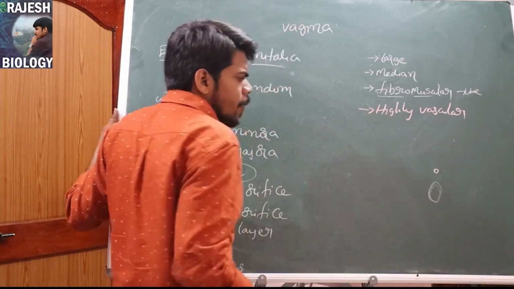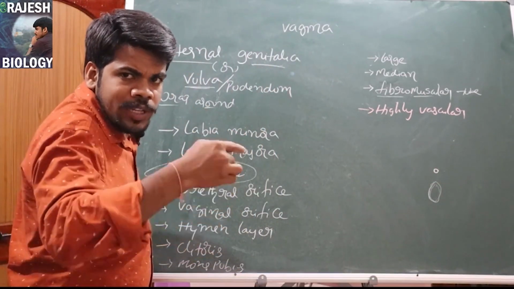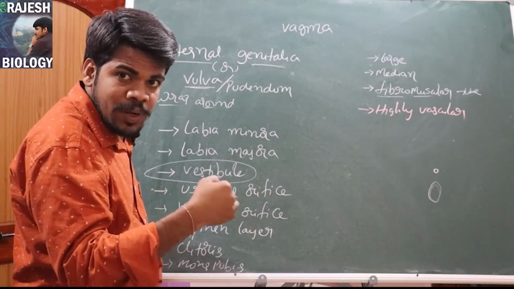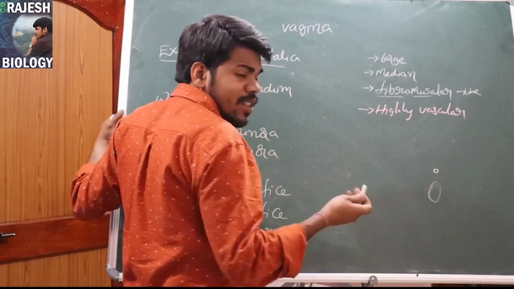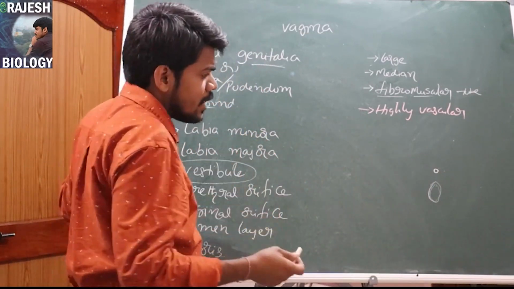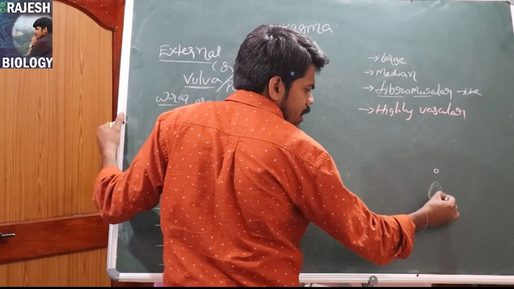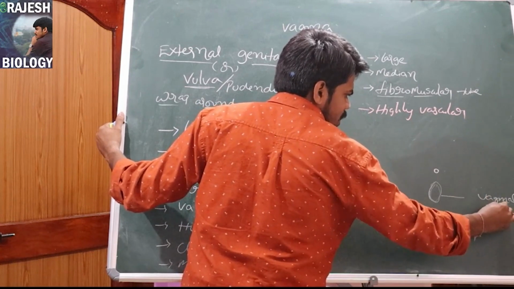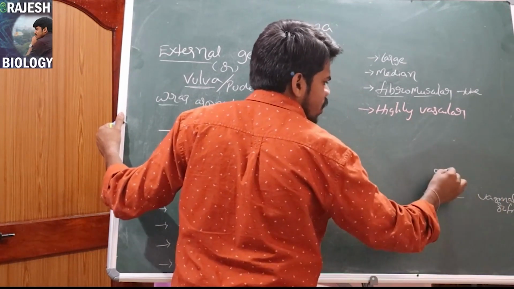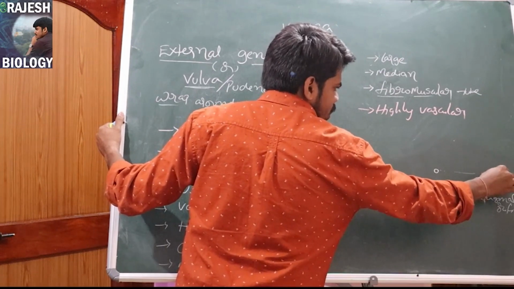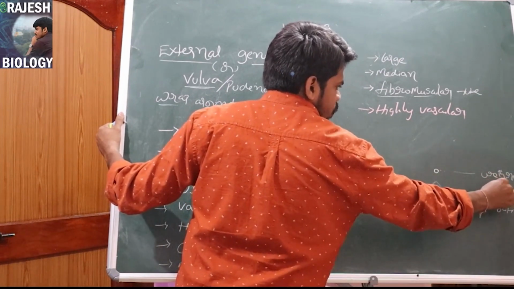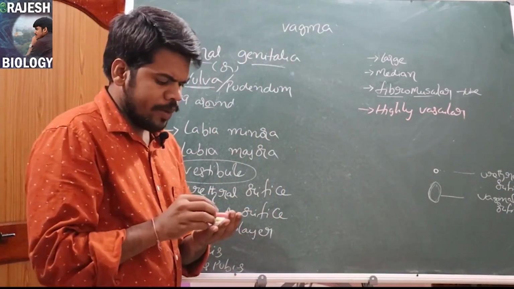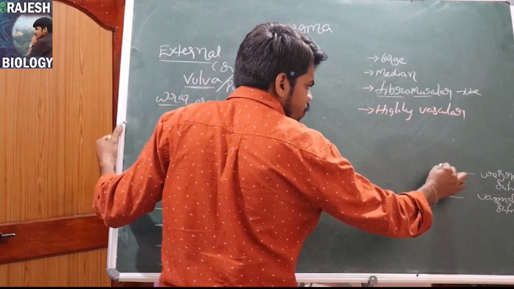I already told you, in the female reproductive system, the uterus is present between the urinary bladder and the rectum. The uterus opens into the vagina, and the vagina opens out through the vaginal orifice. So above the vaginal orifice, what is this? Urethral orifice. These two are covered by two pairs of fleshy folds.